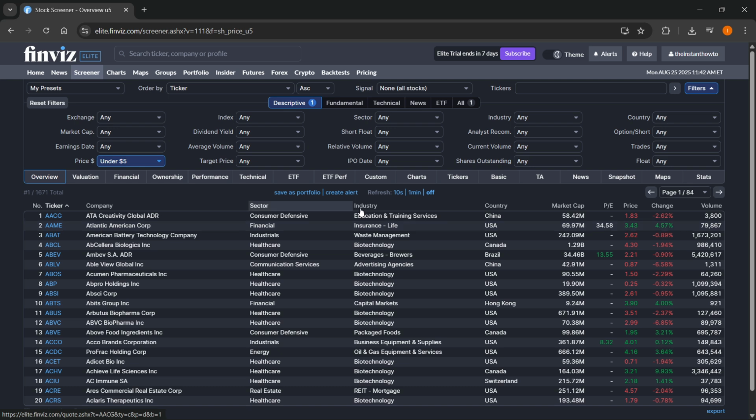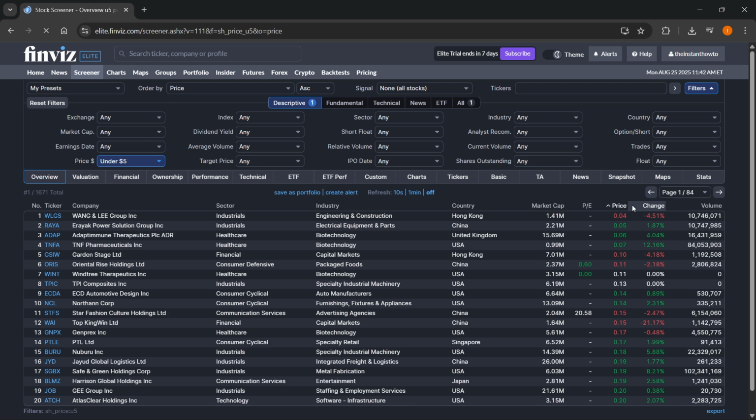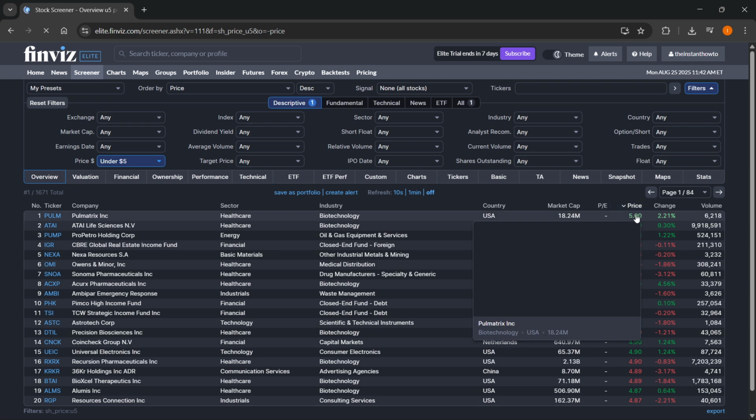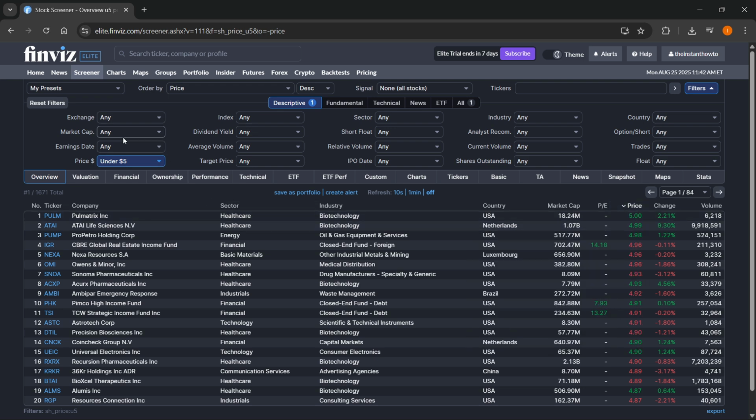So here you can then filter them by price. You can click on the price and you can filter by price via the ascending order or by the descending order. So here you can see all of this, and then you can of course change different filters over here as well if you want to, such as let's say market cap, target price, or of course whatever you want to do.